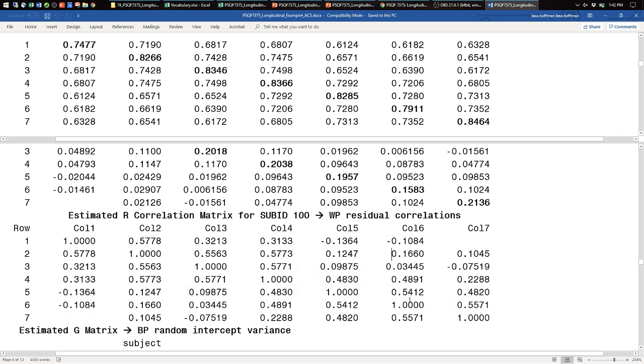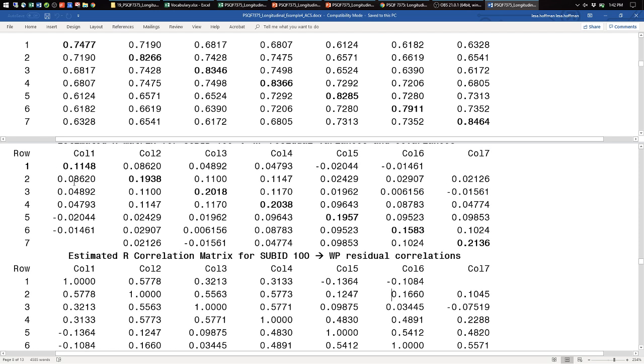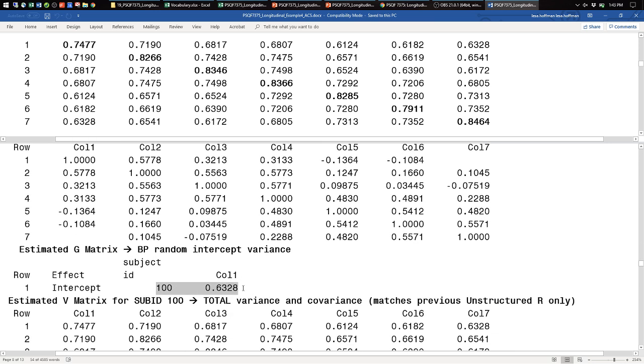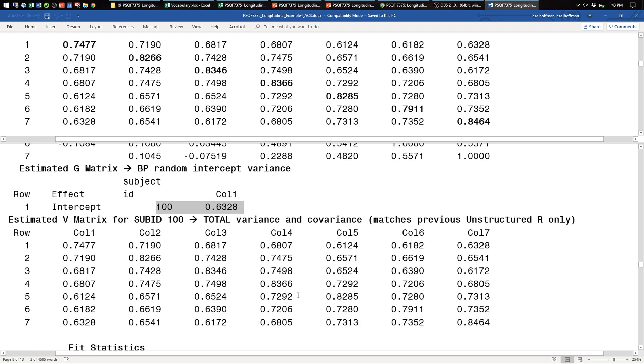So if we take this level 1 R matrix and we add to it the random intercept variance in G to put it all back together again, because it's all one model at the end of the day, that's where we get V. The put back together again across levels. And lo and behold, it's the same thing as we had before when we didn't do this partitioning. It's the same model.